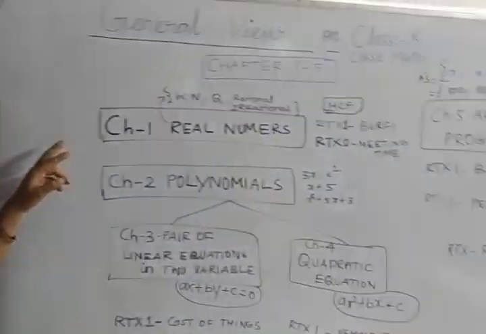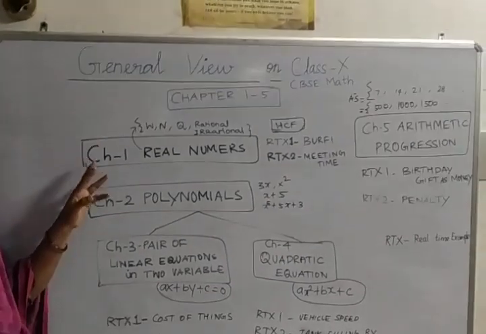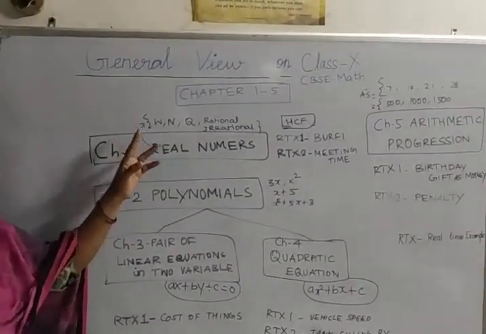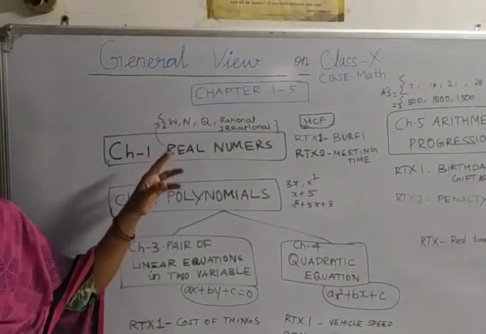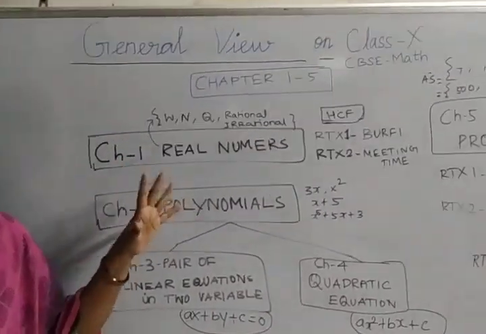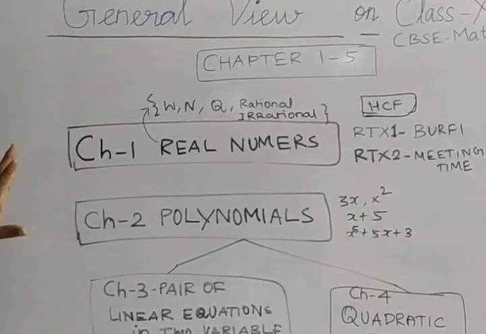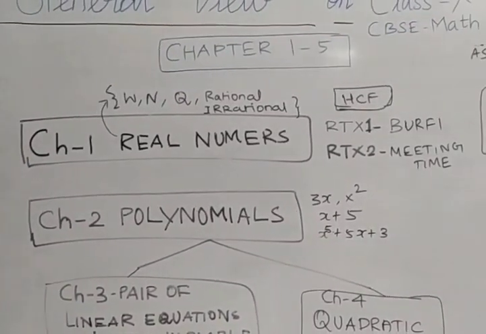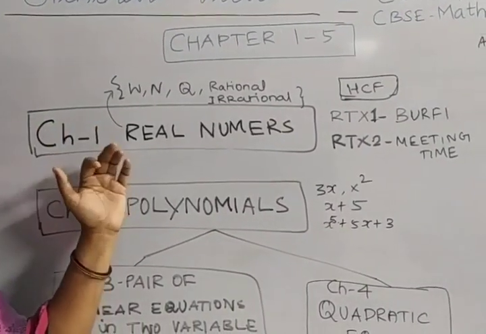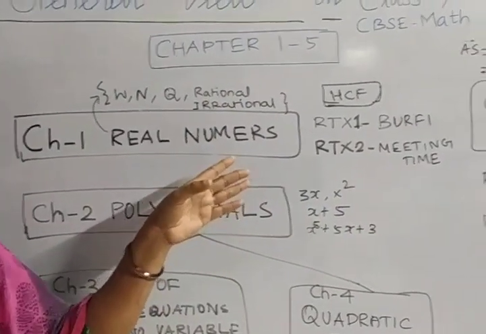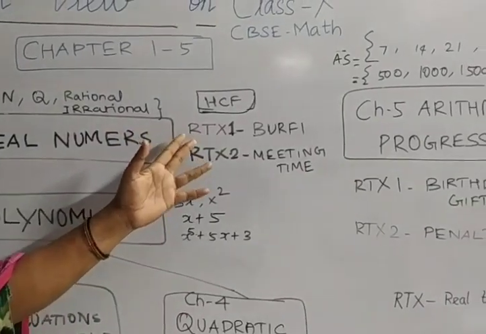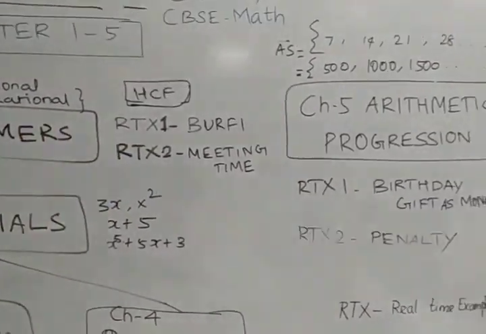Your chapter 1 is real numbers. Real numbers are a collection of whole numbers, natural numbers, integers, rational and irrational numbers, everything. So by studying real numbers, how is it related to your real life situation? It means an RTX, a real time example.